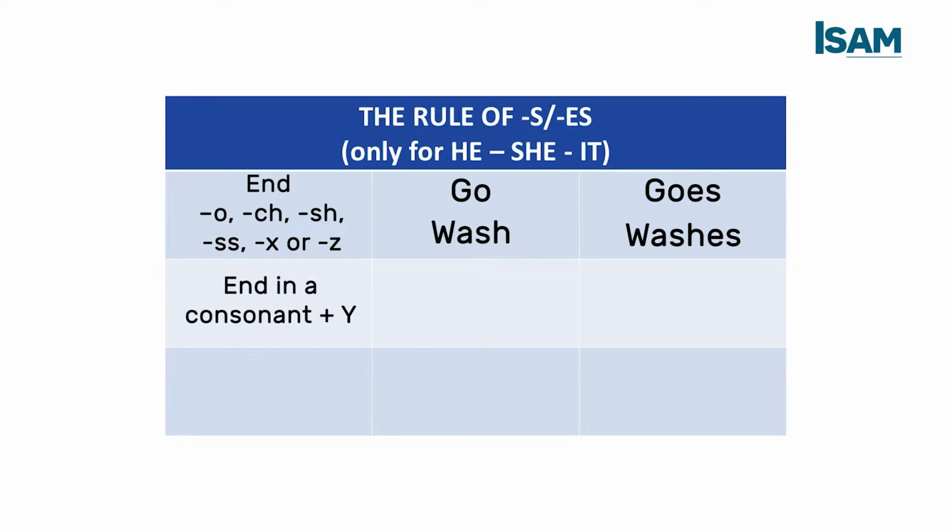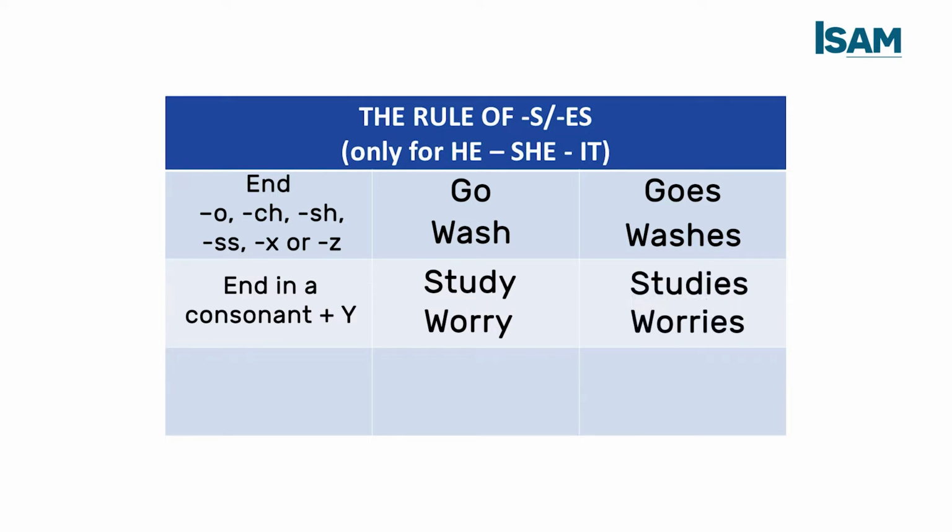If the verb ends in a consonant plus the letter Y, we are going to add IES. For example, study or worry. You can see study ends in the letter Y, but after this letter there is a consonant. For that reason, the letter Y will change to the letter I, and we are going to add the ES. So study will be studies, or worry will be worries.